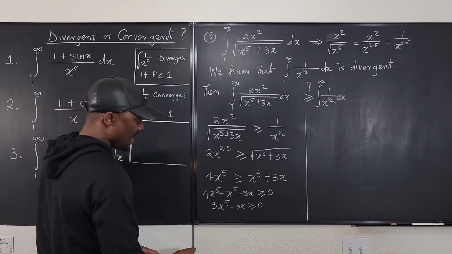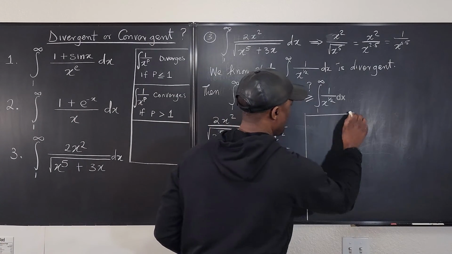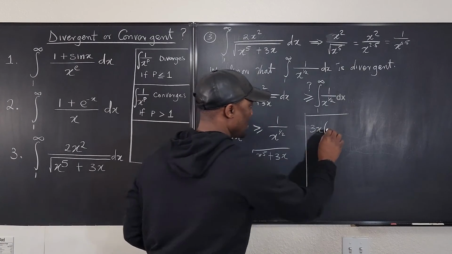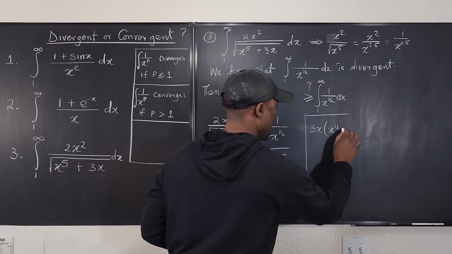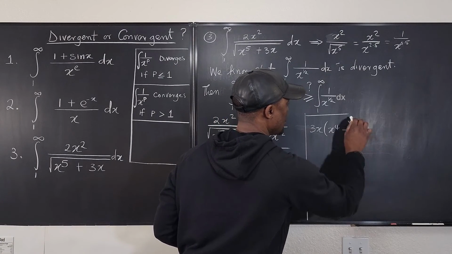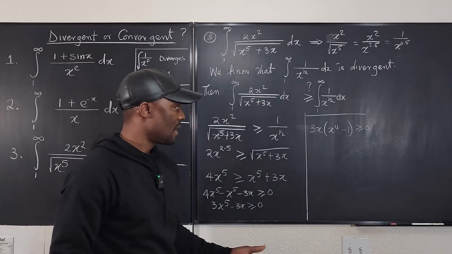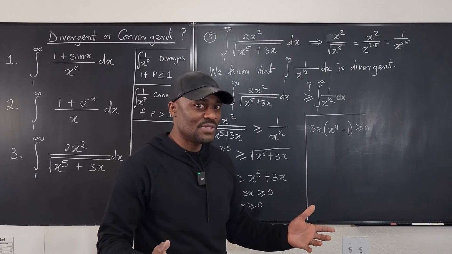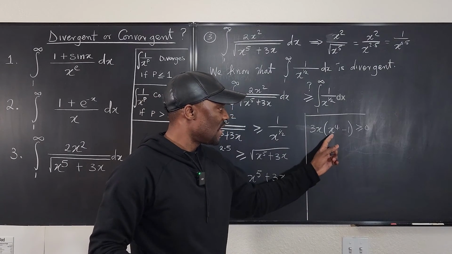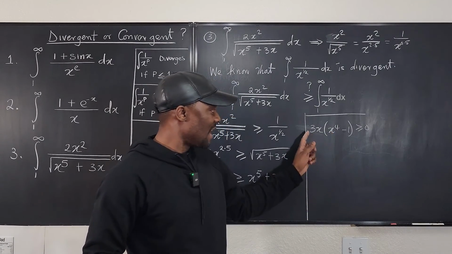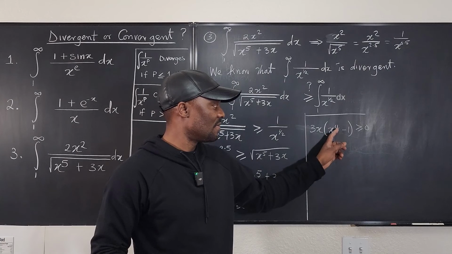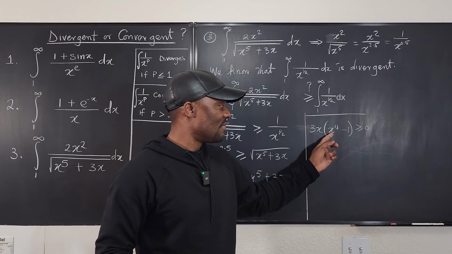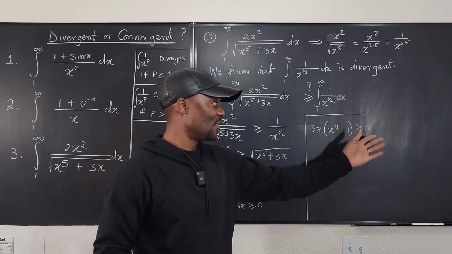And if I factor out 3x, let's write it here. So we have 3x multiplied by x to the fourth minus 1 is greater than or equal to 0. Now, is this statement true? Definitely 3x is greater than 0 because all the x's we're using are from 1 up. And if you look at this, the only time this expression can be 0 is if x to the fourth minus 1 is 0. Yeah, that's if x is 1. So this is a true statement.